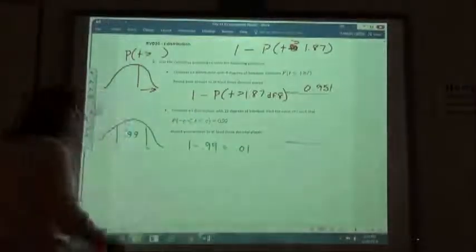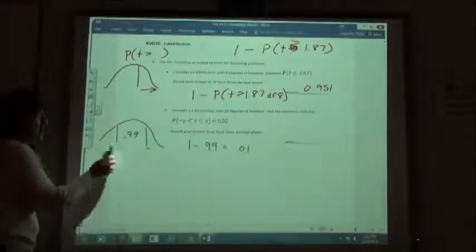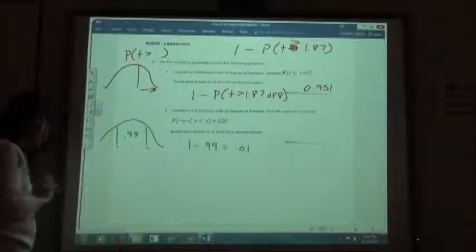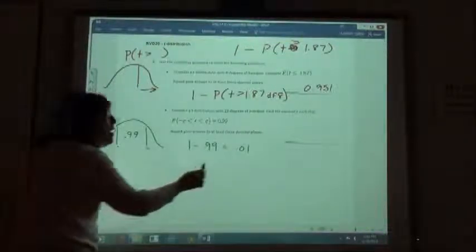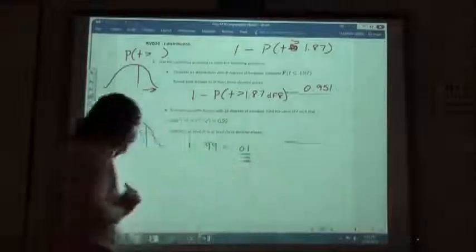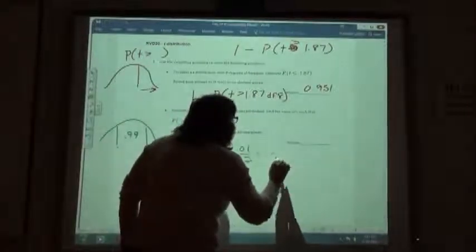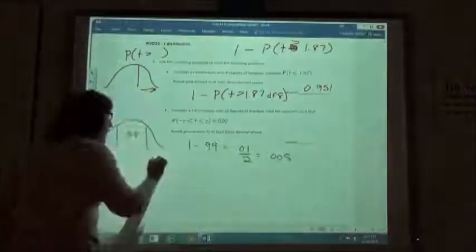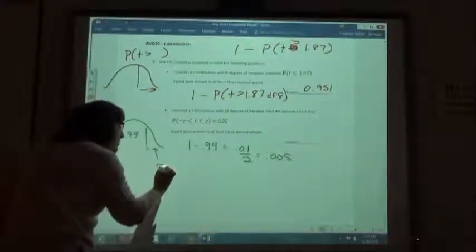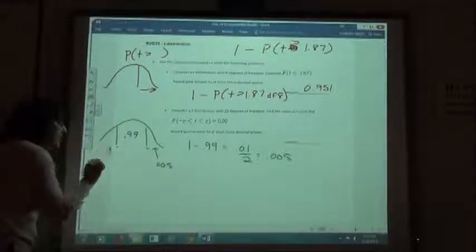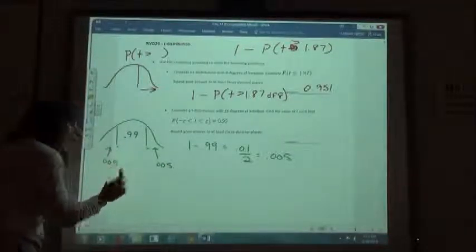If you do 1 minus 0.99, you're going to get 0.01. Now, because that is both of these two spaces, and these two spaces should be the same size, but I can't draw, I'm going to divide this by 2. So if you take your 0.01 and you divide it by 2, you get 0.005. Okay, so the area in this section is 0.005. The area in this section is also 0.005.